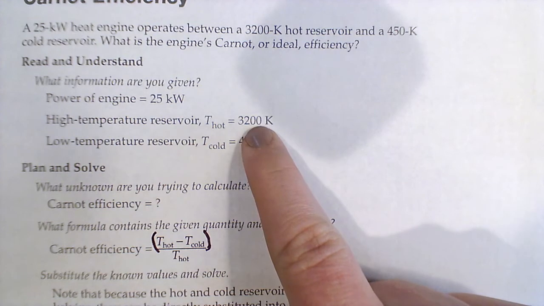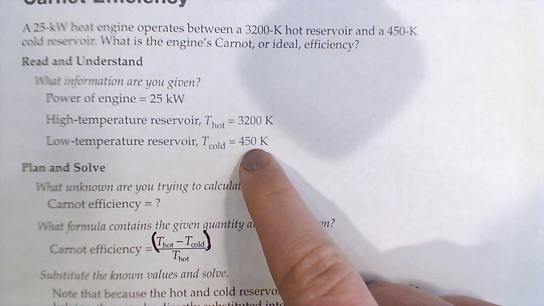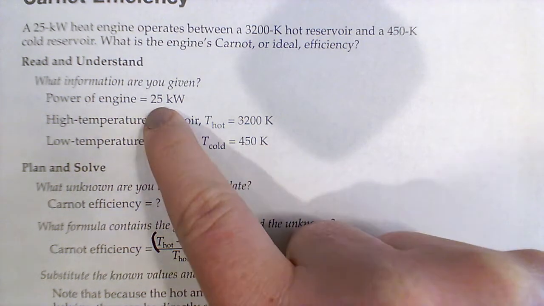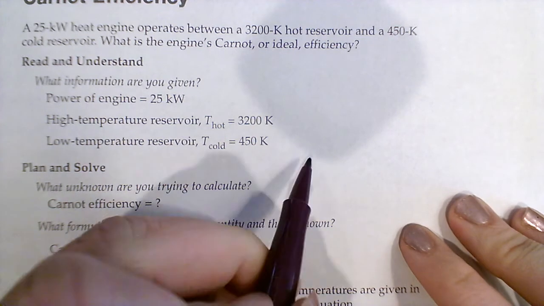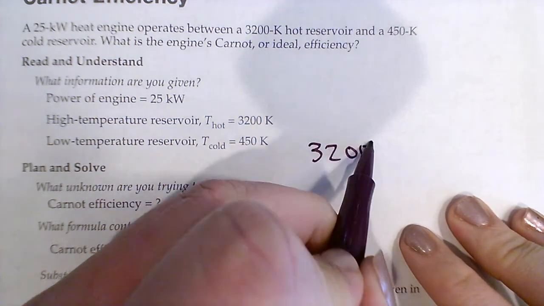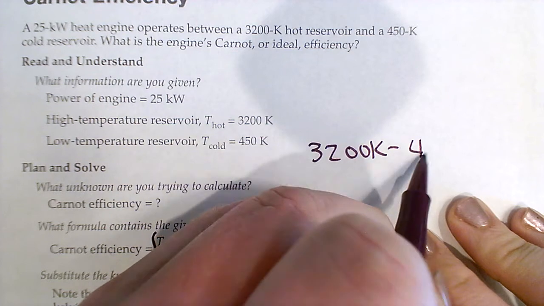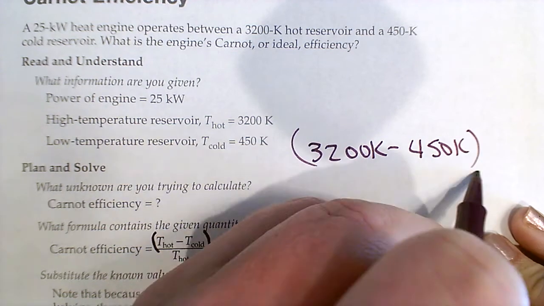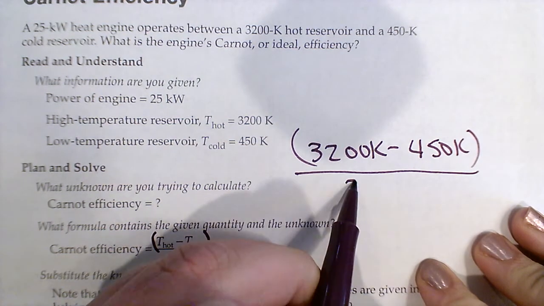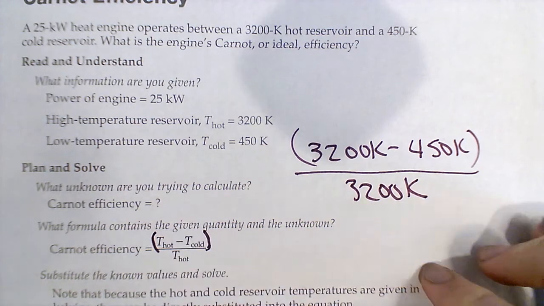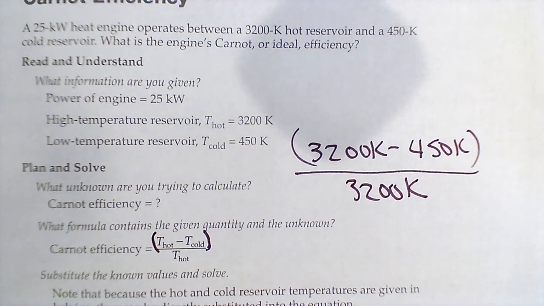I know they have it written out, but let's just follow the equation and do it ourselves. Obviously that's the hot one, and that's the cold one. The power of the engine doesn't even actually matter here. We just take our hot temperature minus our cold temperature divided by our hot temperature. If I plug this in without parentheses in my calculator, I would get 3,199.9, which doesn't make any sense.